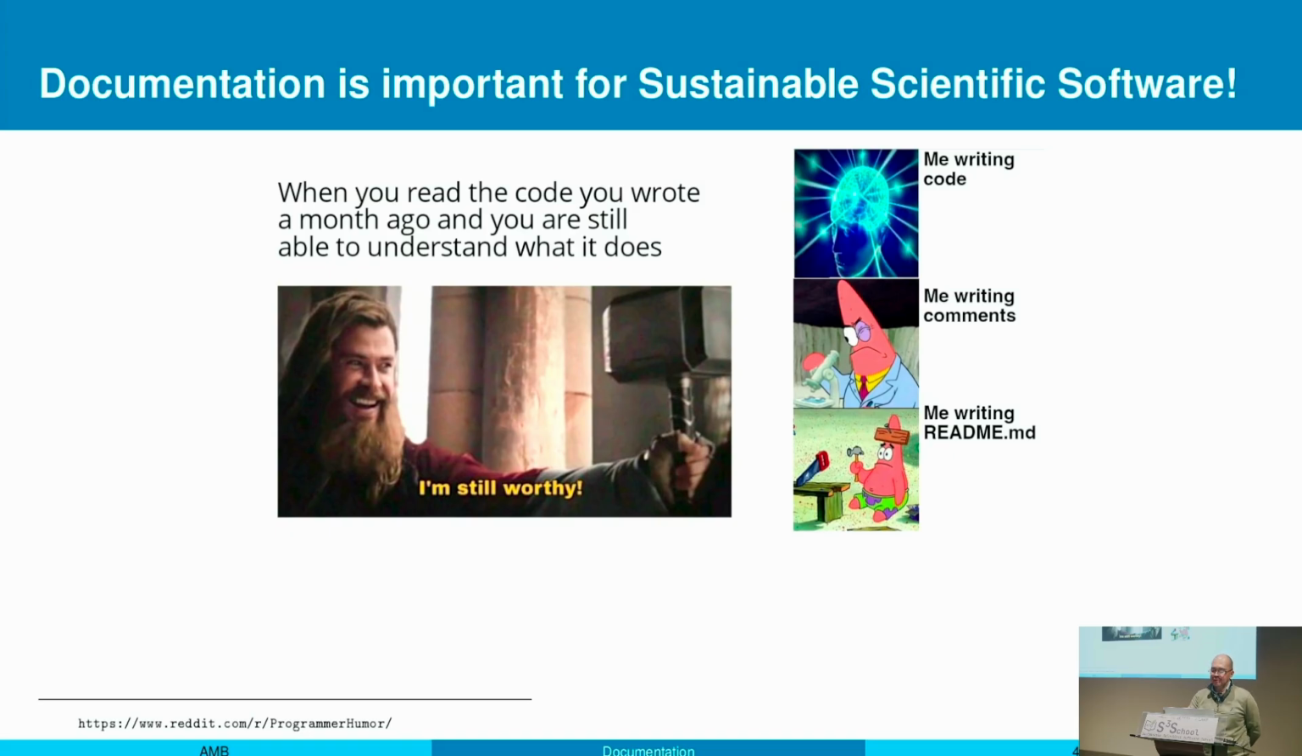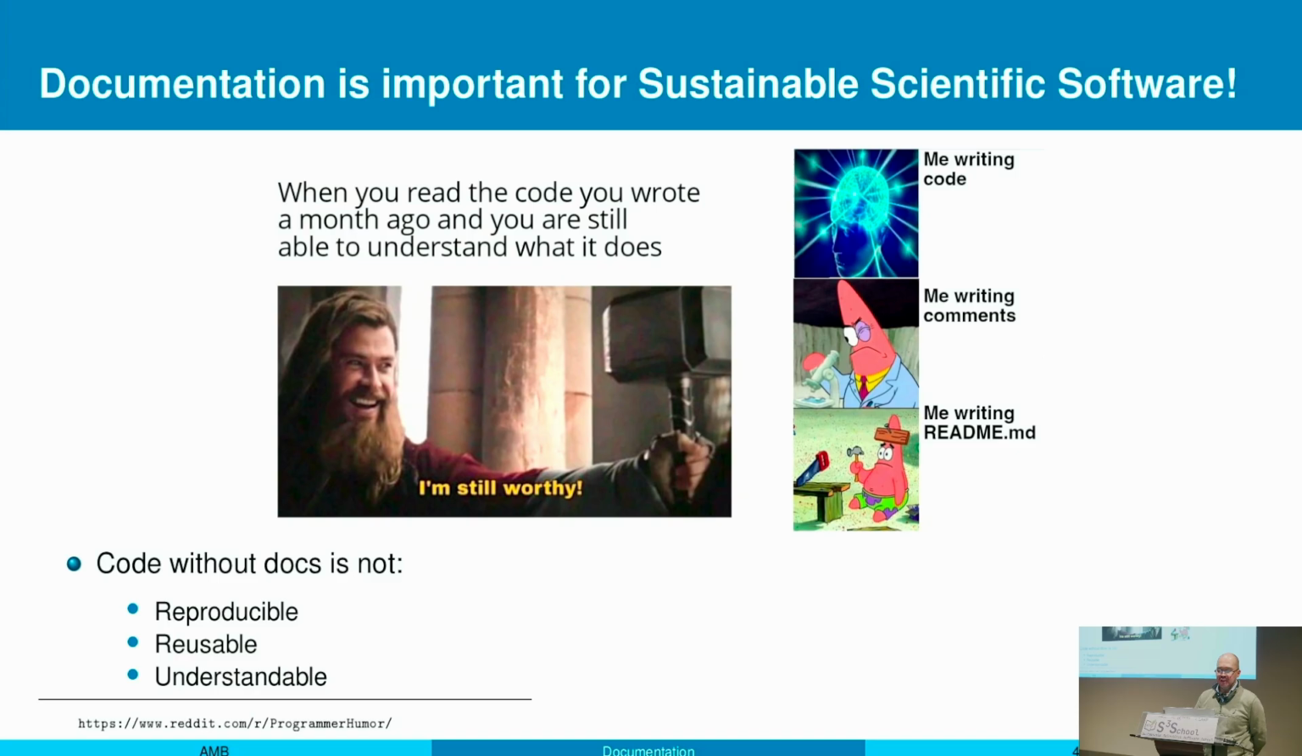Documentation is important for sustainable scientific software because code without docs is not reproducible, it's not reusable, and it's not understandable. Think about you, yourself, your future you.